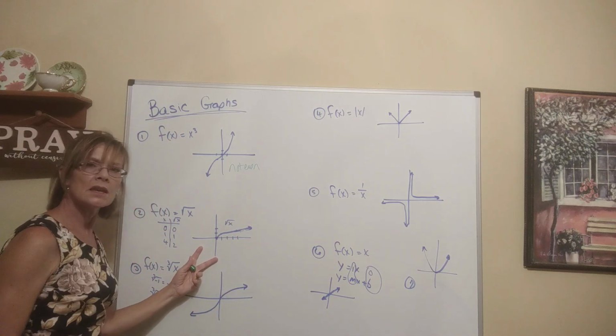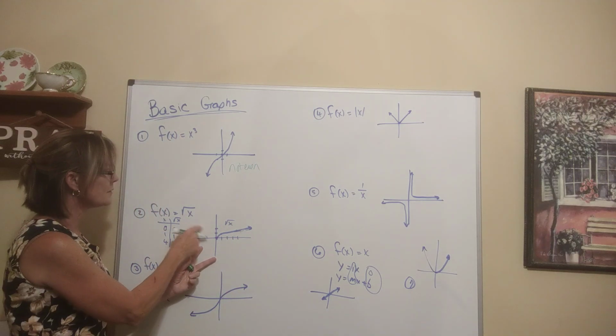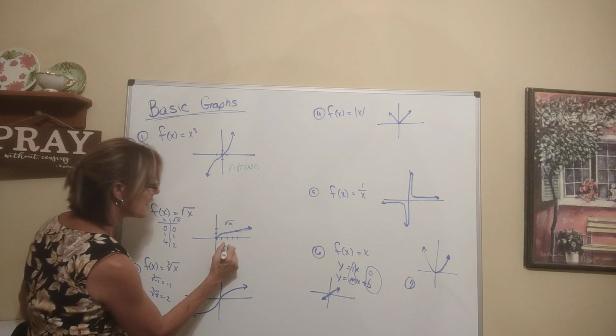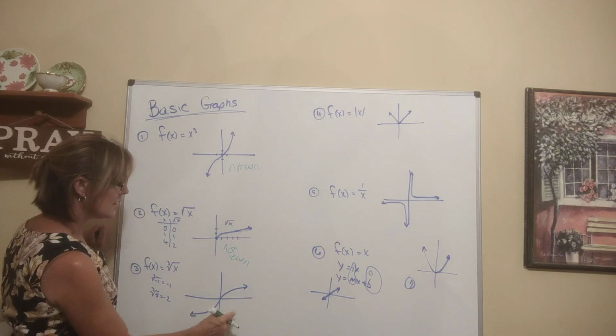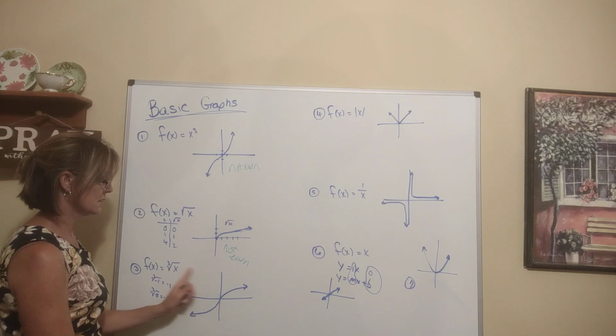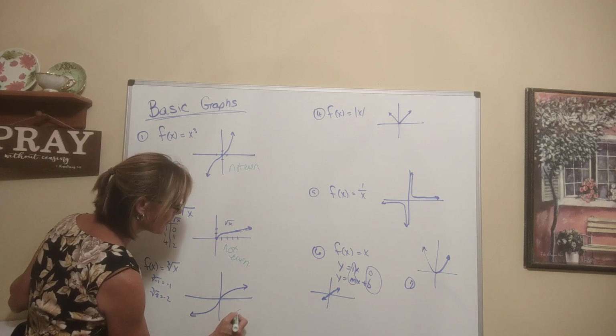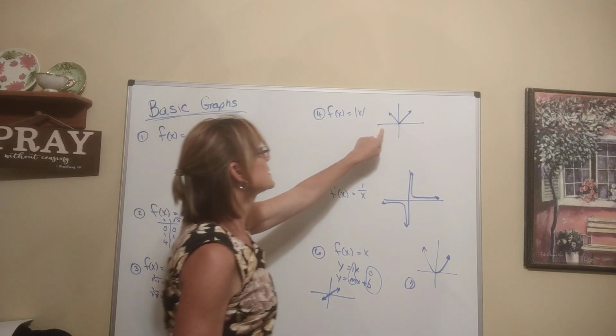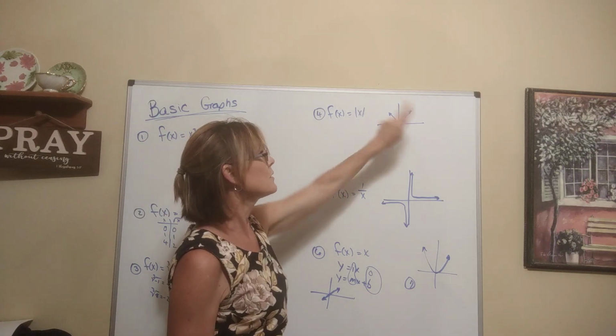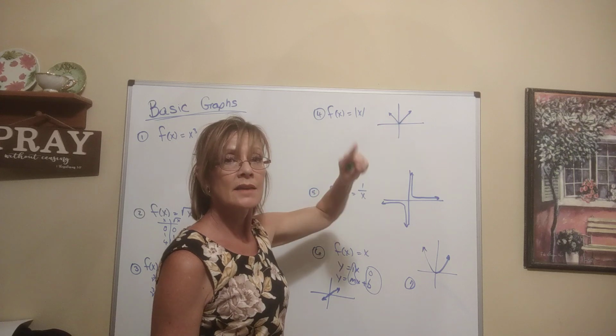Right here, is this even? No, because if it was, I would see something on this side. Not even. How about this guy? No, I would see something over here. Not even. What about this guy? Yes, it's got a mirror image across the y-axis. That is an even function.